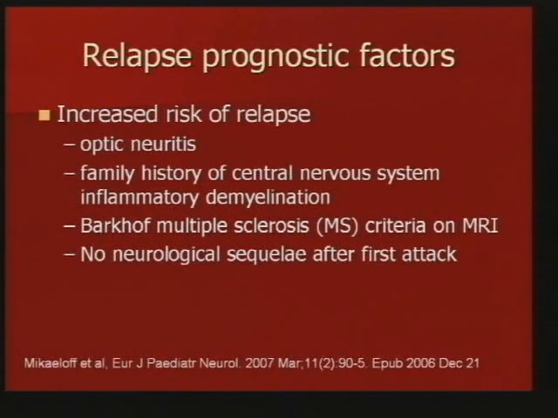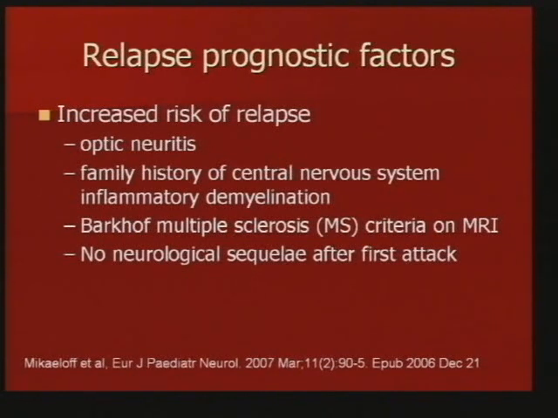So what are the things that make it more likely that you might get a relapse in this disease? If you have optic neuritis with your initial episode, you have a higher risk of having another episode. If you have a family history, as we were talking about genetics, very important part of medical care now, you have a higher risk of having another episode.